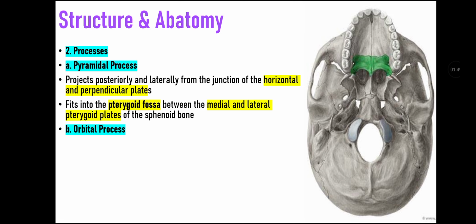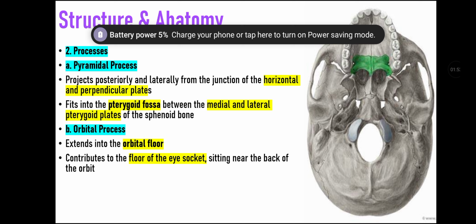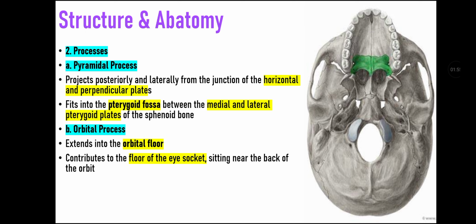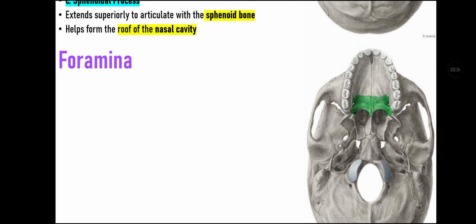Then it has orbital process that extends into the orbital floor. It contributes to the floor of eye socket sitting near the back of orbit. Then it has sphenoid process that extends superiorly to articulate with the sphenoid bone. It helps form the roof of nasal cavity.